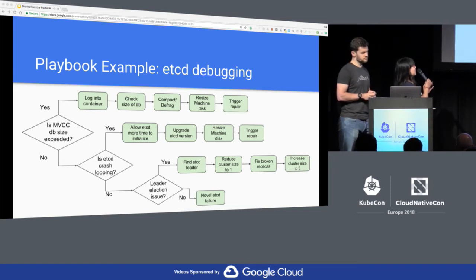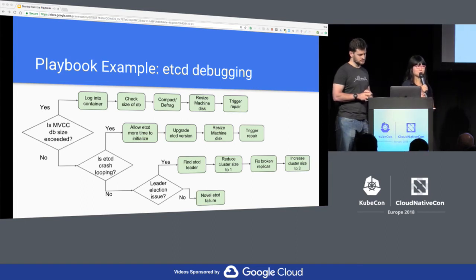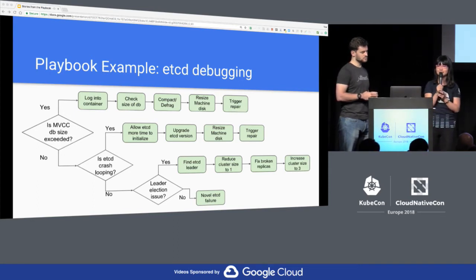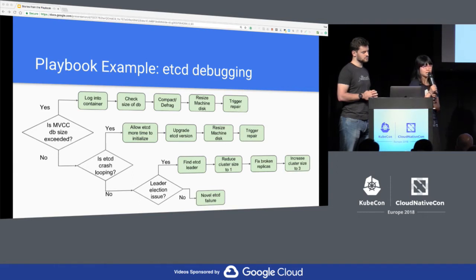So first of all, MVCC database size exceeded. So this is referring to BoltDB and the multi-version concurrency control feature that's backing etcd. And this is what allows etcd to handle one write transaction and many read transactions concurrently. So what we were seeing was that there was a bug in the version of etcd that we were running, which meant that this database would expand and become increasingly defragmented if you happen to have a reasonably long read transaction during which many writes occur. And the chances of this really increase if your cluster workload is relatively high.